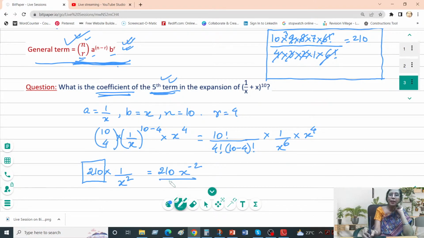Then you give the entire thing, either in this form, 210 over x squared, or 210 times x to the power of -2. So you can give any of these if they ask for the fifth term. But if they ask for the coefficient, you write only the number.